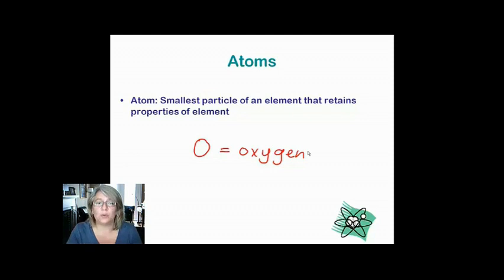Now, if you were to take an oxygen atom, however, and try to break it down further than that, try to split it in half, try to break it down further, it's no longer going to have those same properties. So that's how we define an atom. It's the smallest particle of the element that retains those same properties.